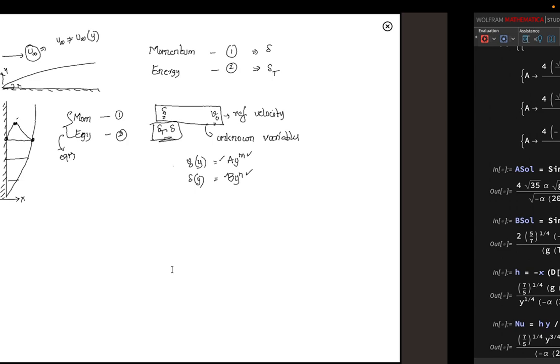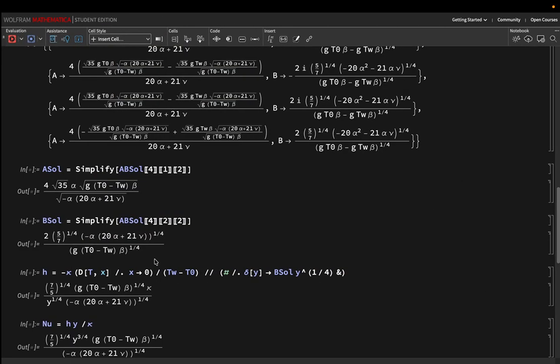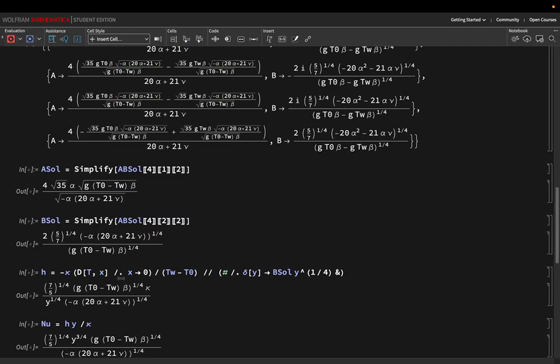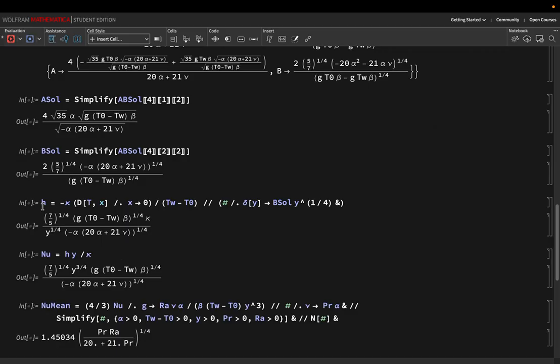So now how do we get the heat transfer coefficient once I have these values? h is basically q, which is minus k times del T del x at x equal to 0, divided by Tw minus T infinity, right? So we would use the same equation: minus k times dT/dx at x equal to 0 divided by Tw minus T infinity. Once I do that substitution, this is the equation I will be getting.